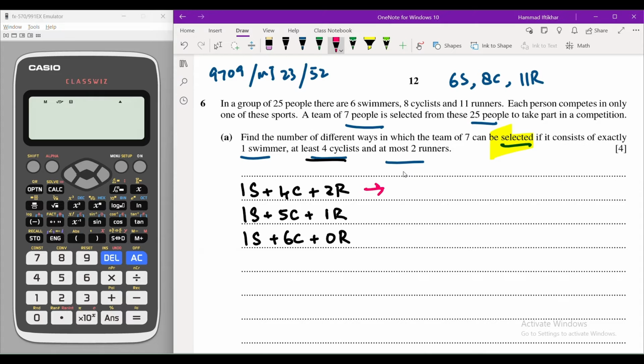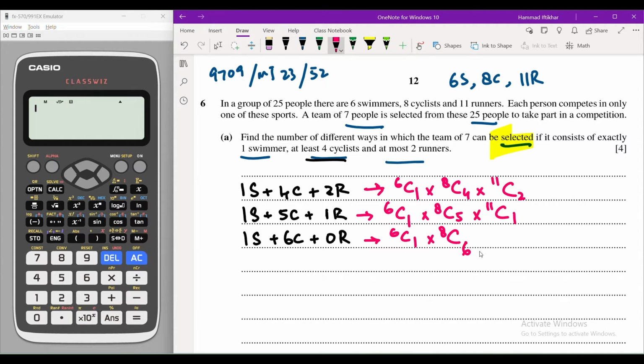So one swimmer out of 6 times 4 cyclists out of 8, and from 11 runners we are selecting 2, plus 6C1, again 8C5 times 11C1, and 6C1 times 8C6 times 11C0.